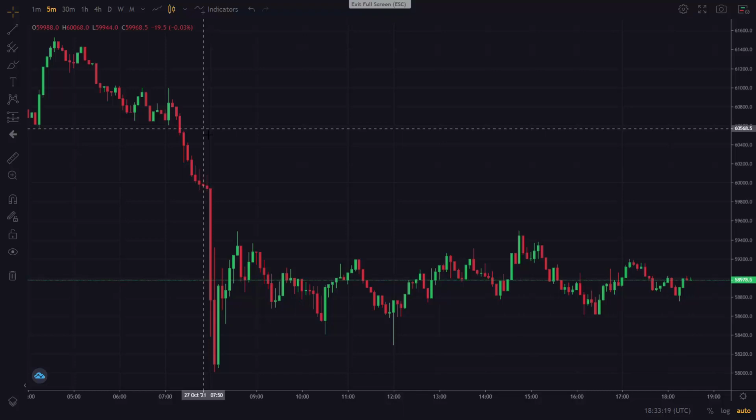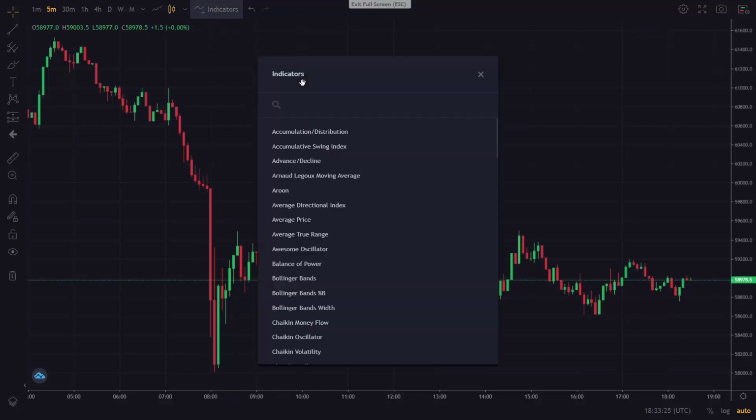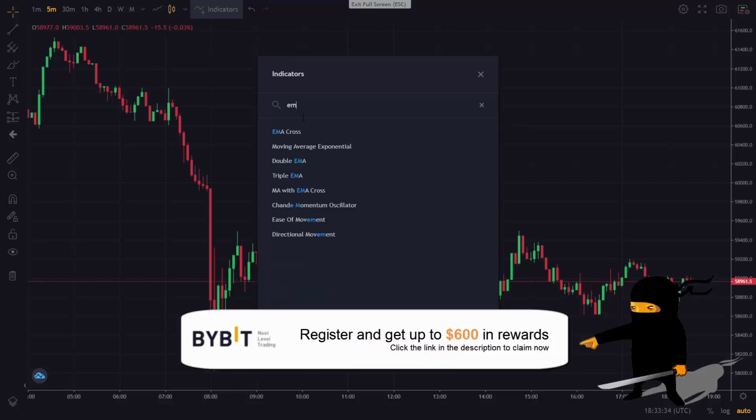For this strategy, we're going to use two exponential moving average indicators. The first one will be a 10-period exponential moving average, and the second will be a 20-period exponential moving average. So let's put those on the chart.